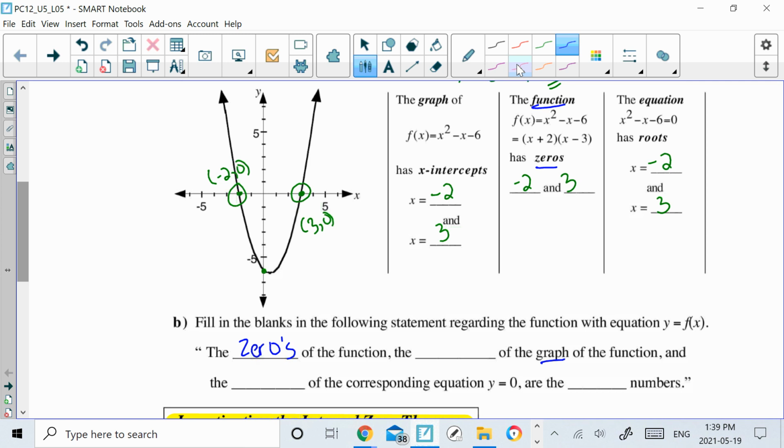Now it wants to talk about the graph. On a graph, they would be x-intercepts of the function. And then if we're talking about an equation, they're going to just use the term roots. So whether it's zeros, x-intercepts, or roots, they're all the same numbers.